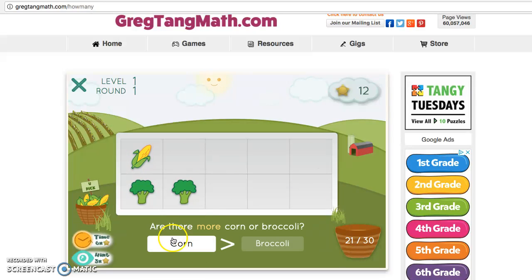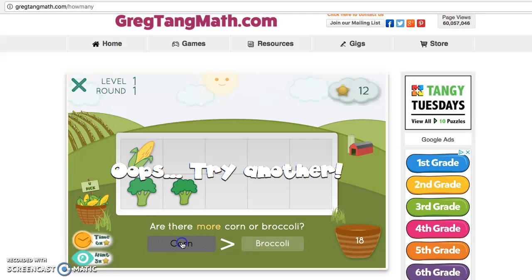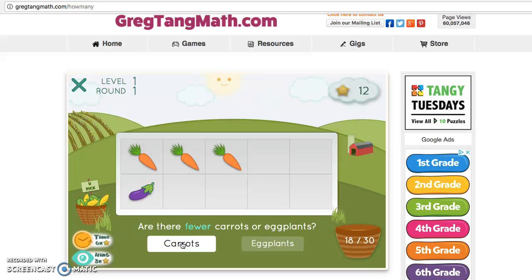Moving on to the next one. Are there more corn or broccoli? So if I say there's more corn, I'm going to show you if I would happen to make a mistake. Oops, try another. So it's going to move to a different problem, but showing that there are more here. So you can see a difference.